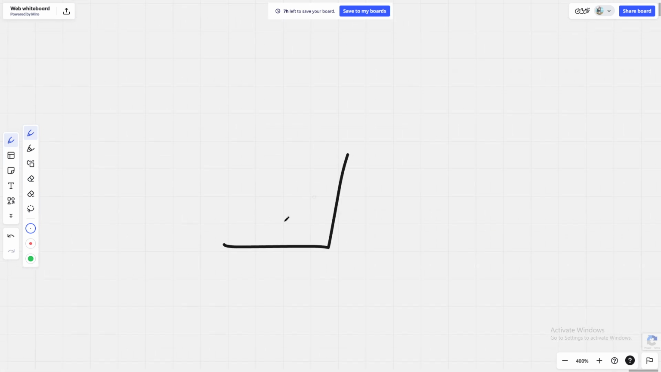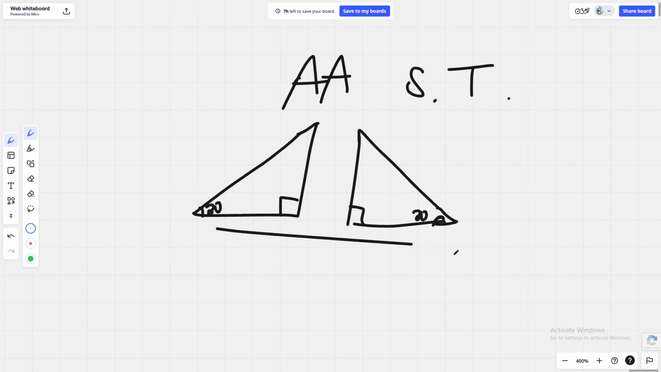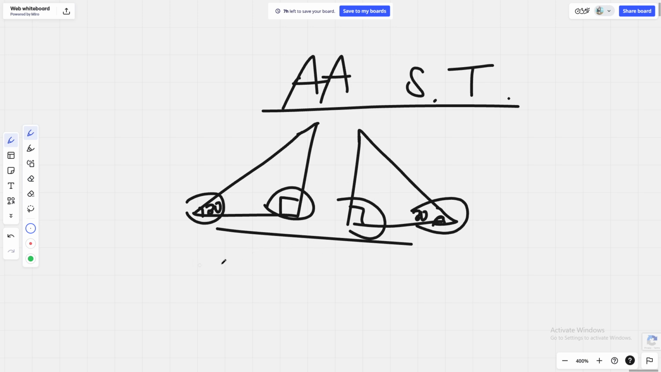Then we have the AA similarity theorem, which basically states that if two angles of a triangle are congruent to two angles of another triangle, then they are similar. So let's say that this is 30 and this is 30. Then automatically they are similar because we have 90, 30 and we have 90.